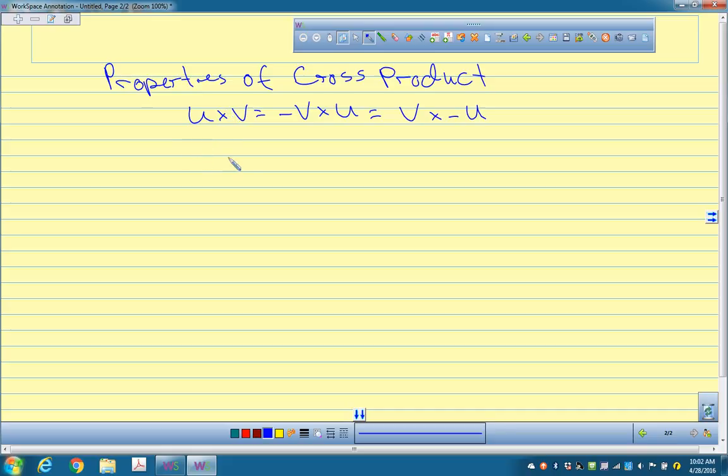Second property, another property, is that U cross U is equal to 0. Okay, because cross product returns a vector that is a cross product.